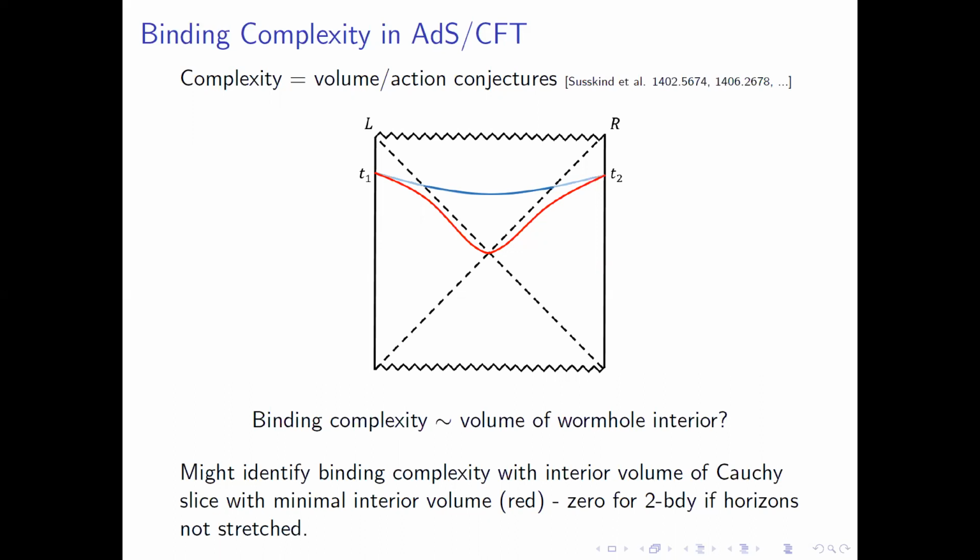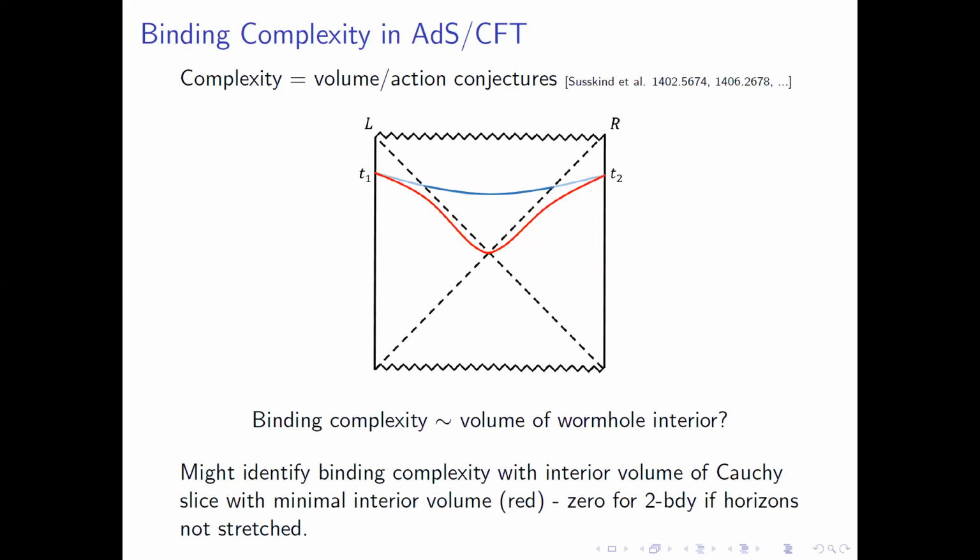Specifically on this Penrose diagram, it would be the volume of the maximal Cauchy slice in the bulk anchored at 2 boundary times. That's this blue line in the diagram. So you might imagine that if we only count the gates that entangled the 2 parties, then it should involve some kind of shared region. So you might imagine that it corresponds to the volume of, say, the wormhole interior, if you believe the complexity equals volume conjecture. Or maybe there's some corresponding action quantity.